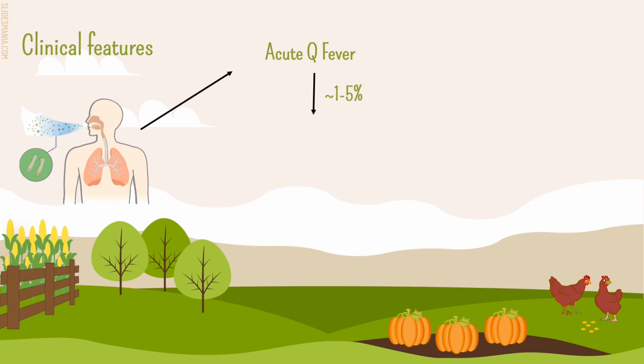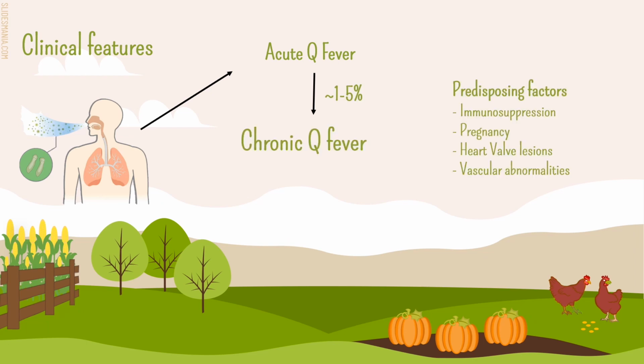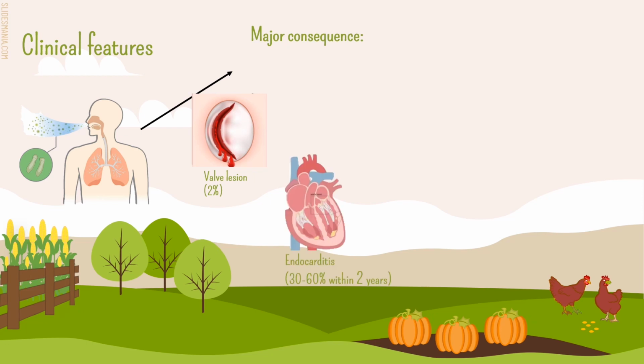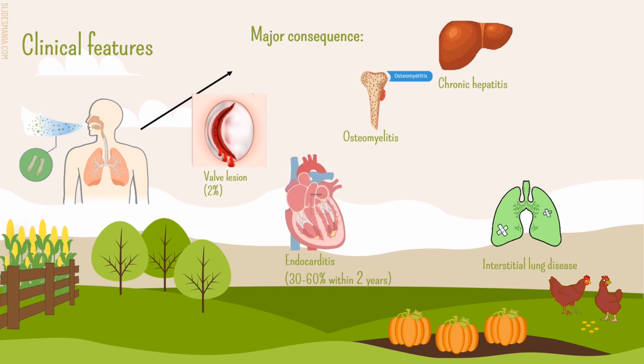Moreover, 1 to 5% of acute Q fever will develop chronic Q fever. The predisposing factors are immunosuppression, pregnancy, heart valve lesion, and vascular abnormalities. For chronic Q fever, the major consequences are valve lesions, which include endocarditis, 30 to 60% within 2 years, osteomyelitis, chronic hepatitis, interstitial lung disease, and repeated miscarriage.